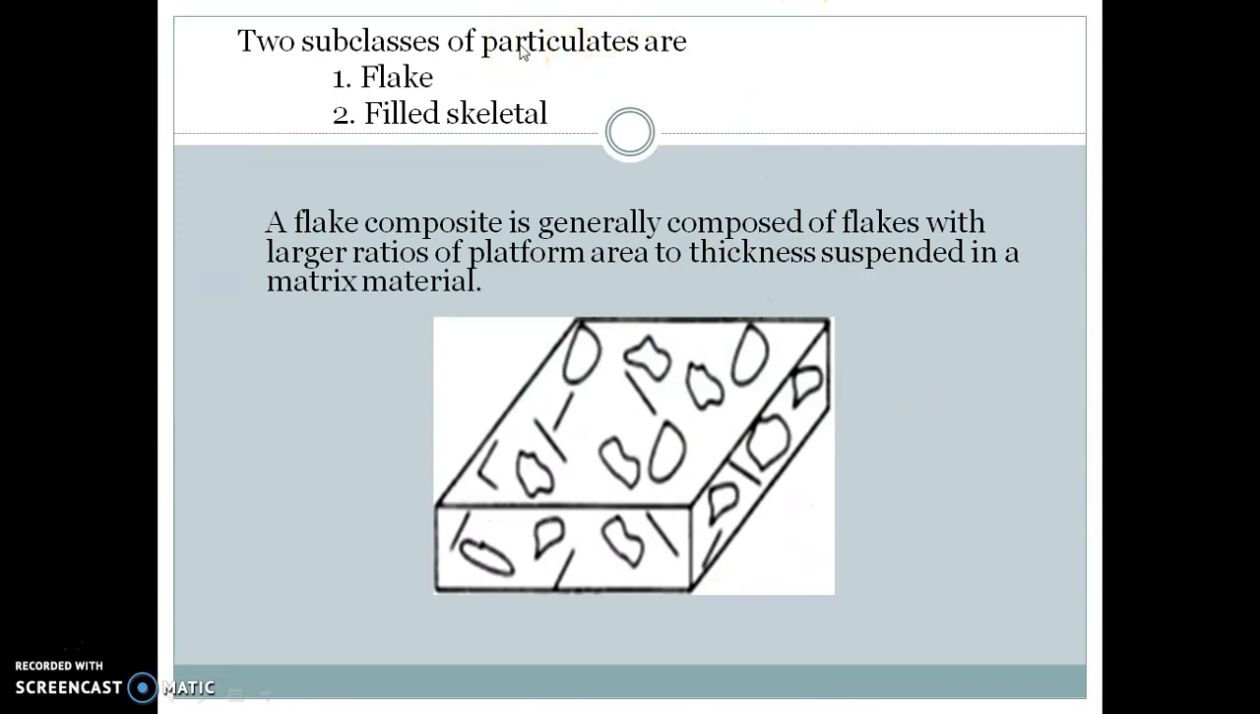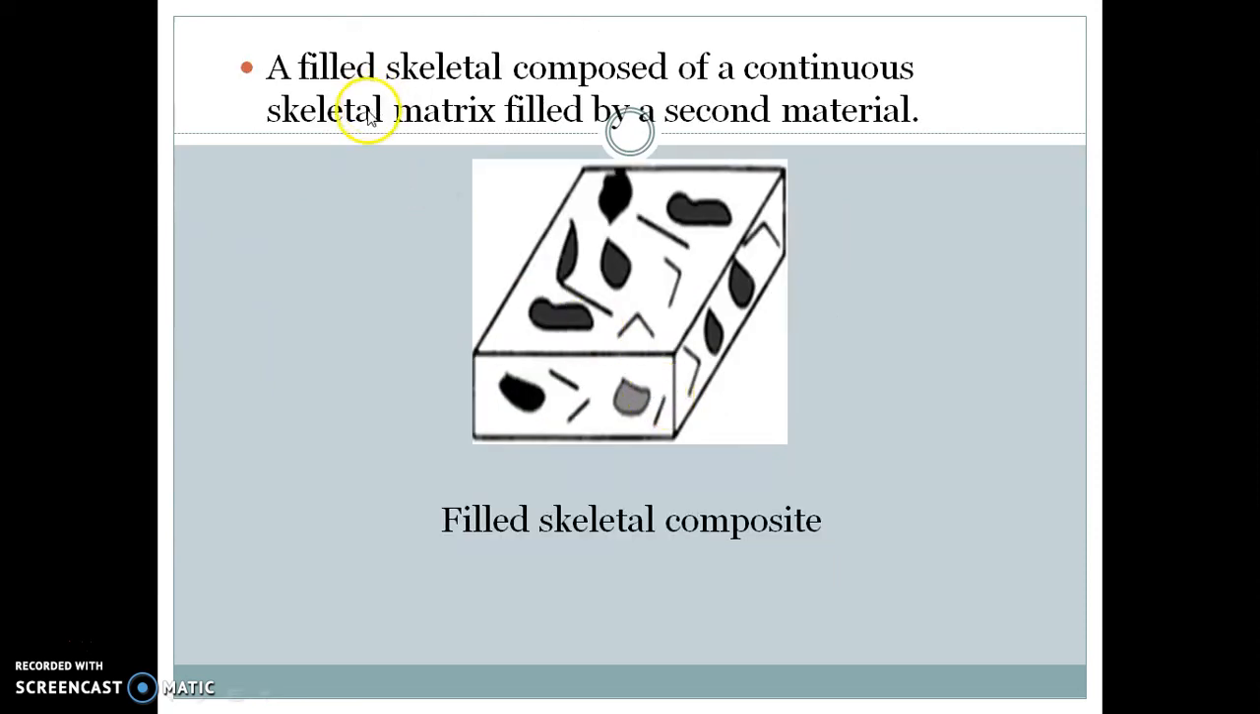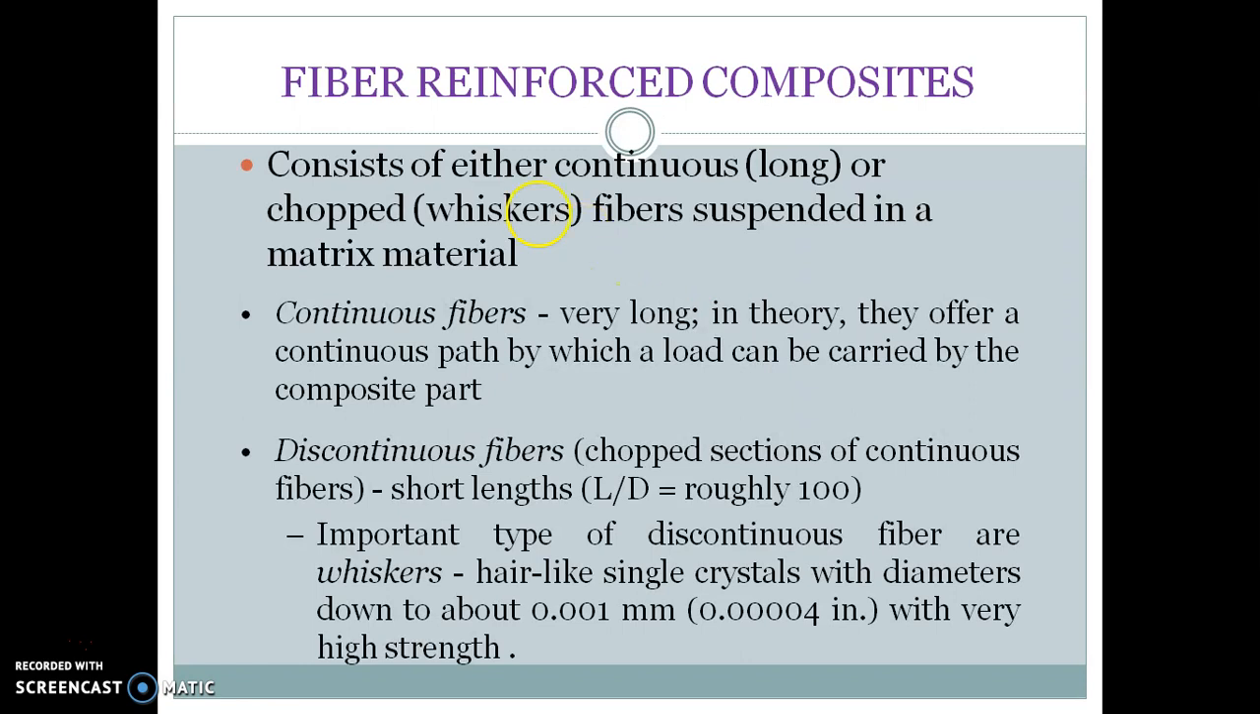These are particulates. Two subclasses of particulates are flake and filled skeleton. A flake composite is generally composed of flakes with a large ratio of platform area to thickness, suspended in the matrix material. This is called a flake material. The second one, filled skeleton, is composed of a continuous skeletal matrix filled with a second matrix. This is called a filled matrix.